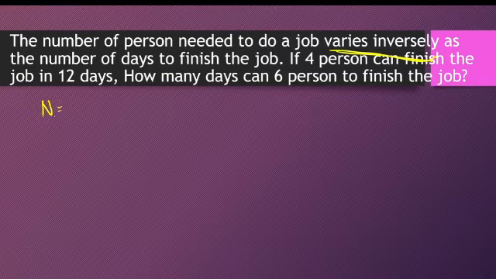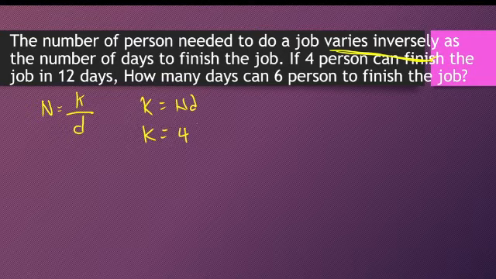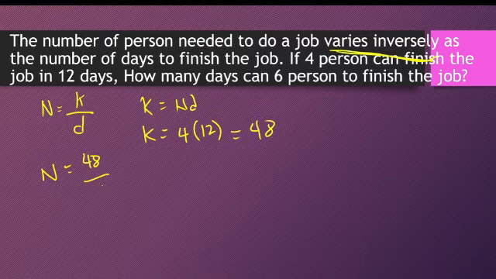So, the number of person will be represented as N equal to K over the number of days, D. So, ang constant natin dyan ay K equal to ND. So, sabi dito, 4 person can finish the job in 12 days. So, number of person is 4, number of days is 12. So, 4 times 12 is 48. So, our new equation will be N equal to 48 over D. So, ito na yung constant natin.